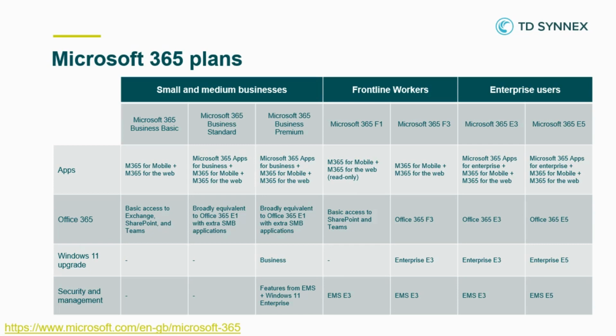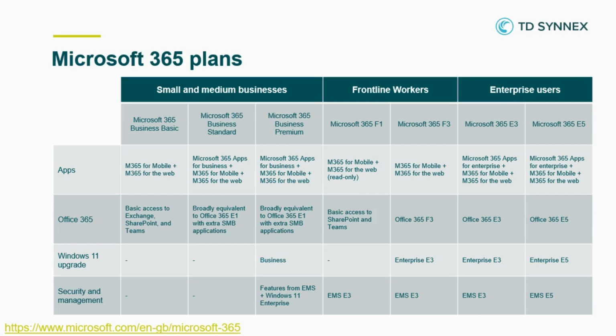Whereas the enterprise plans, E3 and E5, would suit any size of customer and do consist of the most services, including the Microsoft 365 apps for enterprise, the Office 365 productivity tools, Windows 11 Enterprise, and the security and management tools of enterprise mobility and security. And these plans are aimed at users who need a rich set of productivity tools and organizations that want the richer set of management and security tools.